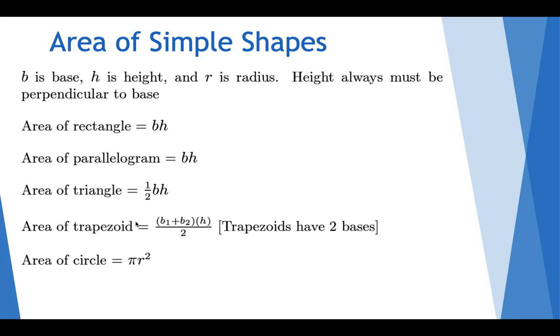Area of a trapezoid is an interesting one. It's base 1 plus base 2 times height and then divide that by 2. Now, if this seems weird, there's a pretty good reason for this, and I've seen a proof without words on this, and it's awesome. You take the average of the bases. That's what this is. Base 1 plus base 2 divided by 2, that's the average of the two bases, and then you multiply it by height.